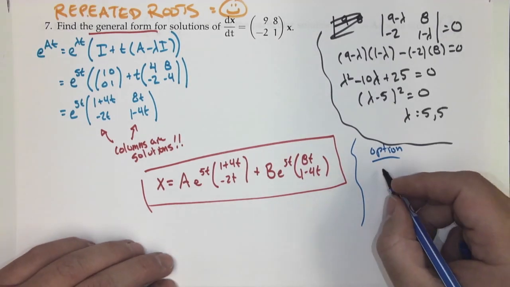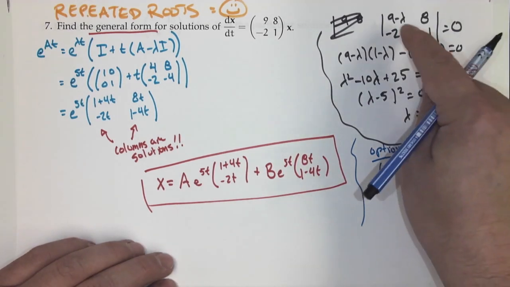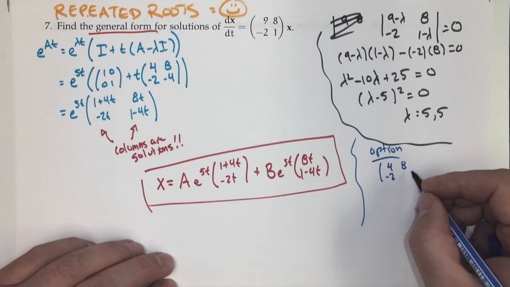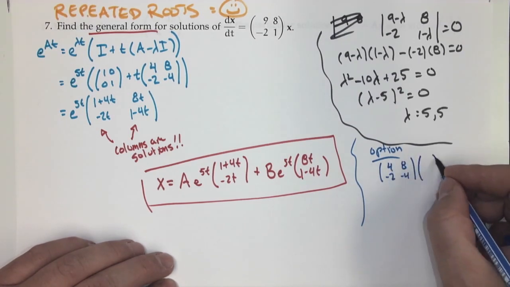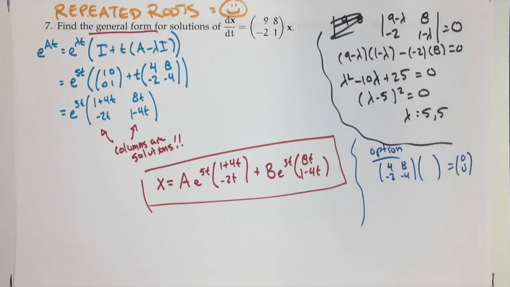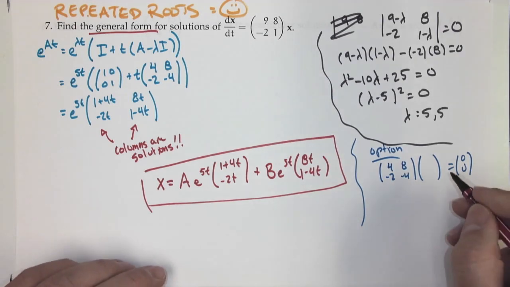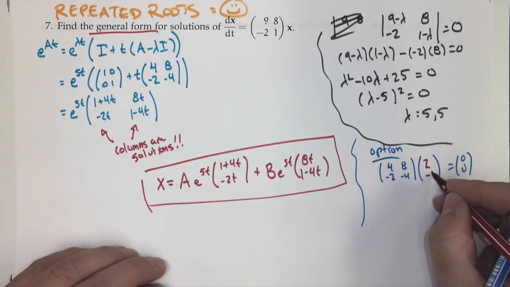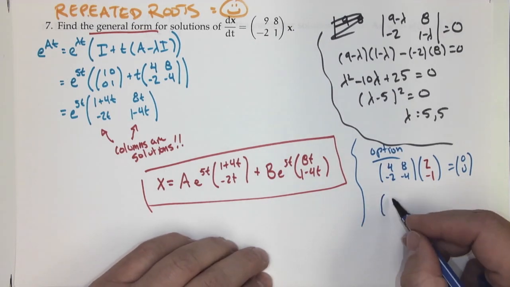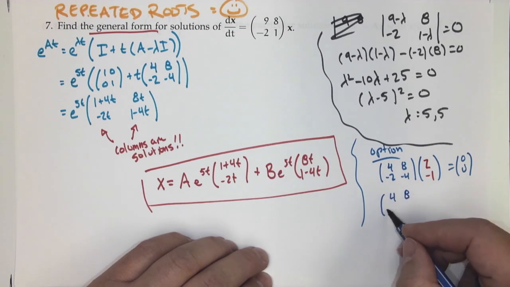So the other option is to say, all right, you do your normal A minus lambda I, so that would be 4, 8, minus 2, minus 4, times something equals 0, 0. You hum and you haw for a moment, and you say, I see a solution, 2, minus 1. The problem is you only see one solution. There's just one eigenvector. You came up short. So then you say, okay, that's cool. I'm cool like that.